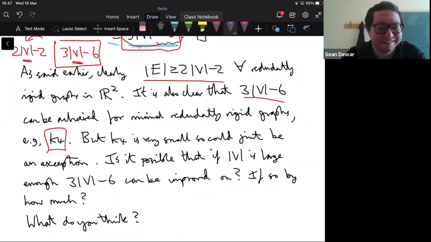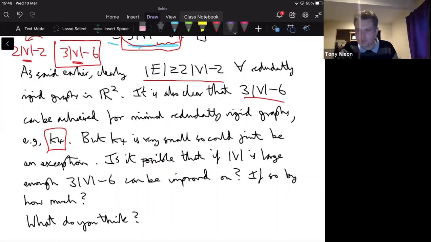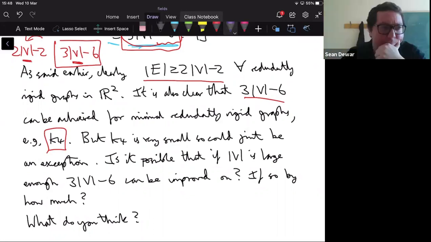Sorry. If you're minimally rigid in 3D, then you're free connected. It's not so obvious you're going to be redundantly rigid down a dimension, though. I think that would follow from Gortler, Healy, and Thurston's second result in their paper. They show not globally rigid implies not rigid in the dimension above, I think. Yeah.